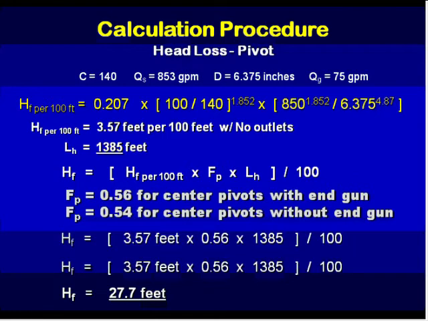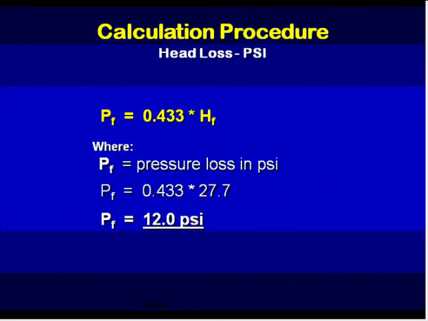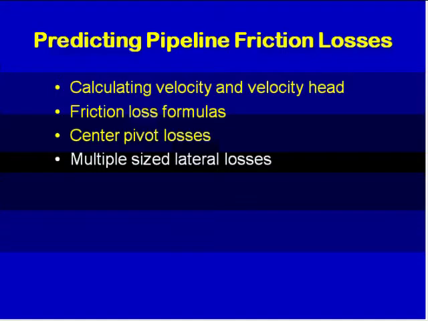Now, if we want to look at that in a pressure scenario, we simply take the 27.7 and multiply by 0.433, and we are going to see that the friction loss in our pipeline of the center pivot with an end gun is going to be 12 psi. Now, if the end gun's not running, that value drops to about 2 psi or somewhere in there. But if the end gun is running, the overall friction loss is going to be about 12 psi. That's a pretty standard number for systems that are out there.